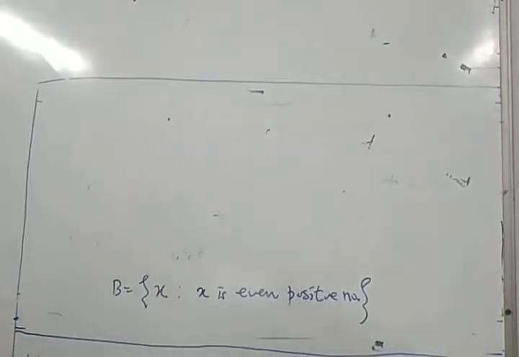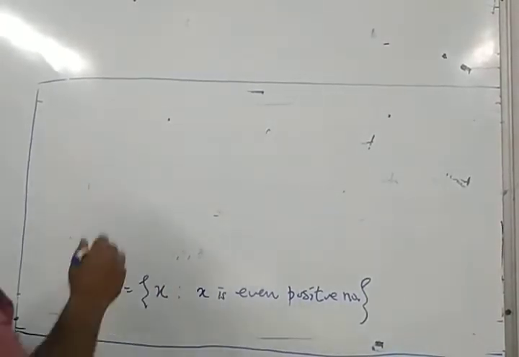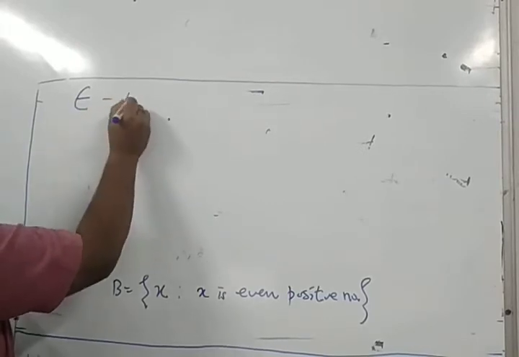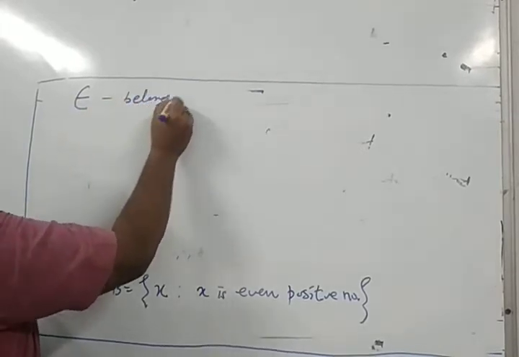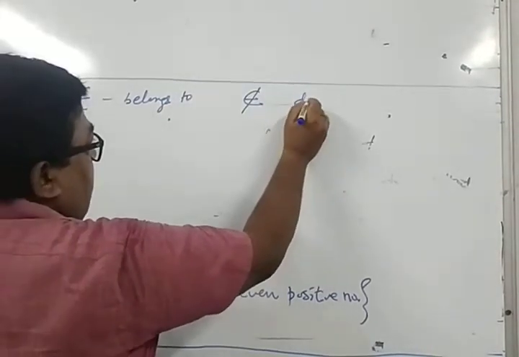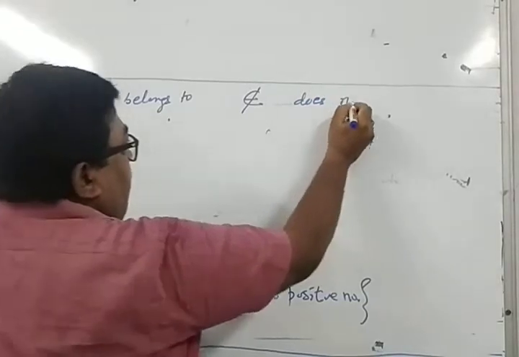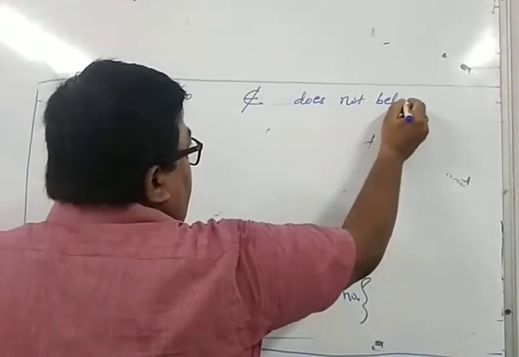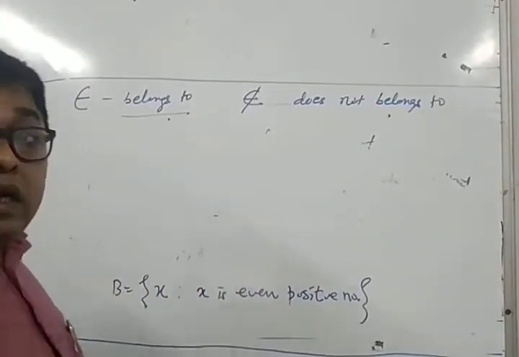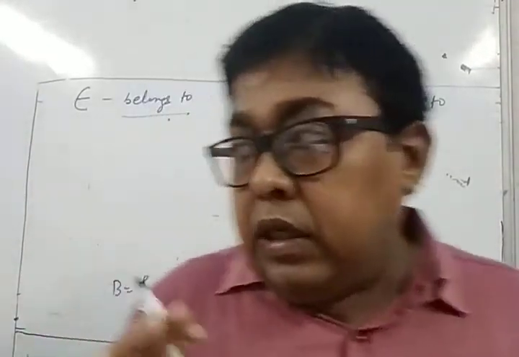The next thing is one sign here, belongs to. This is known as belongs to, and when we cut it, it is known as does not belong to. What is the meaning of belongs to? Belongs to means related.